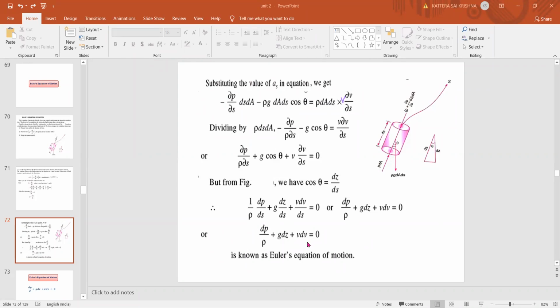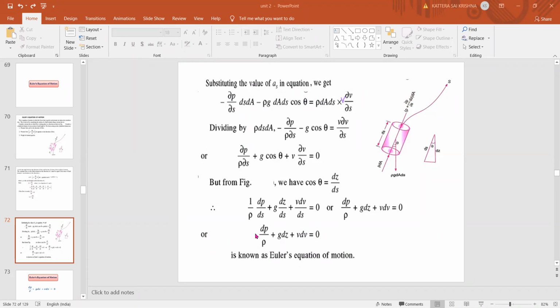Right, so that is your final equation, which is called Euler's equation of motion. This equation dp by rho plus g dz plus v dv is equal to 0 is known as Euler's equation of motion. Here dp is the term for pressure, dz is the term for datum head, nothing but height, and dv is nothing but velocity.